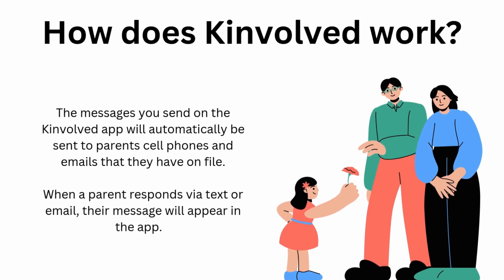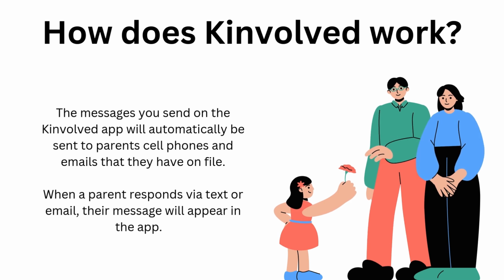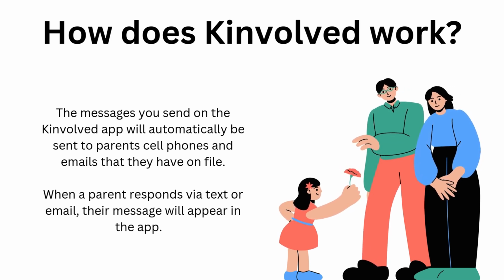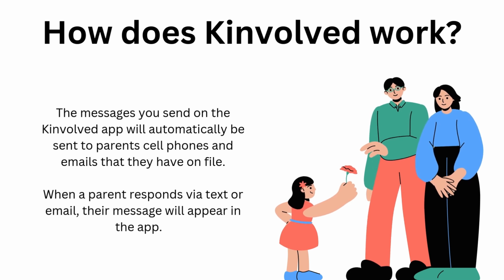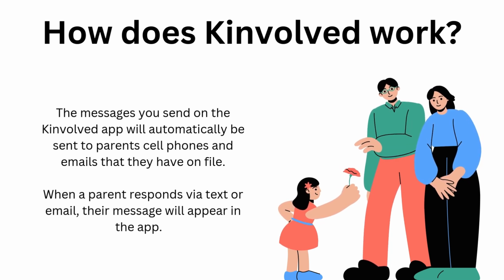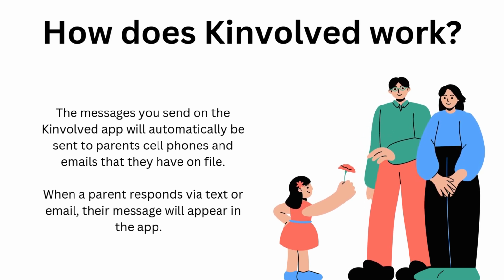How does Kinvolved work? The message you send on the Kinvolved app will automatically be sent to parents' cell phones and emails that they have on file. And when they respond to those texts or emails, it'll come to Kinvolved. So they won't have your personal phone number, and you don't have to worry about digging through the emails. They will all be here on the Kinvolved app.